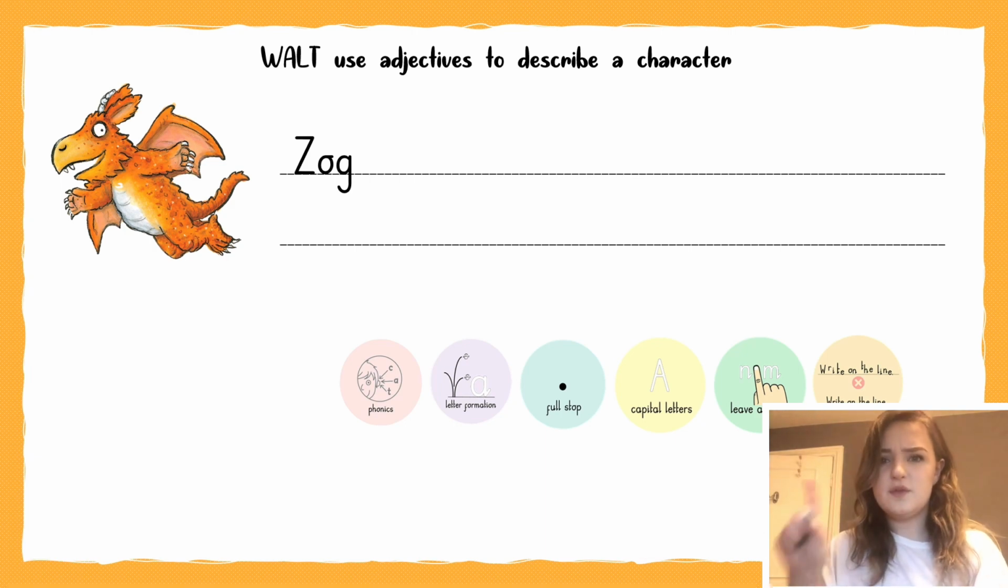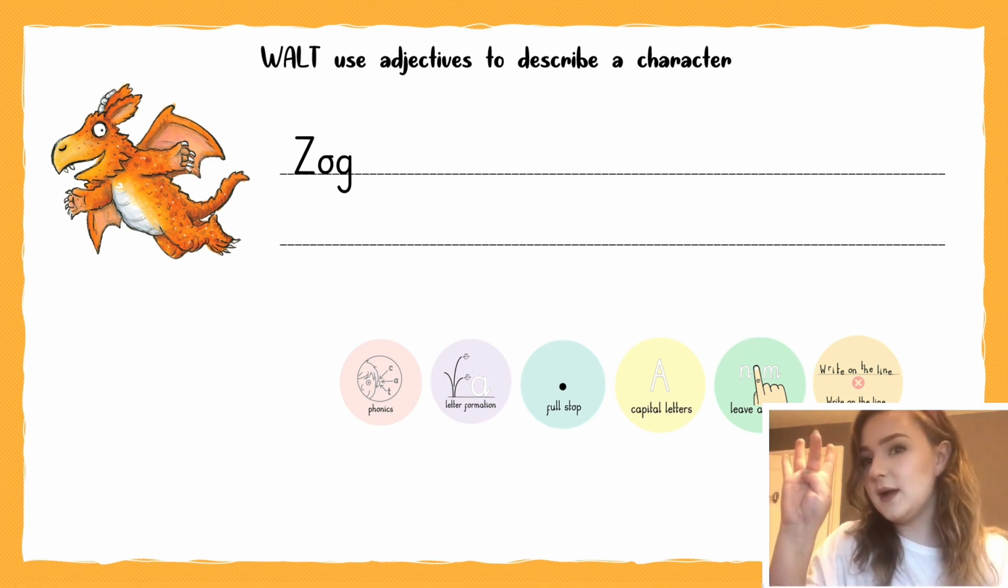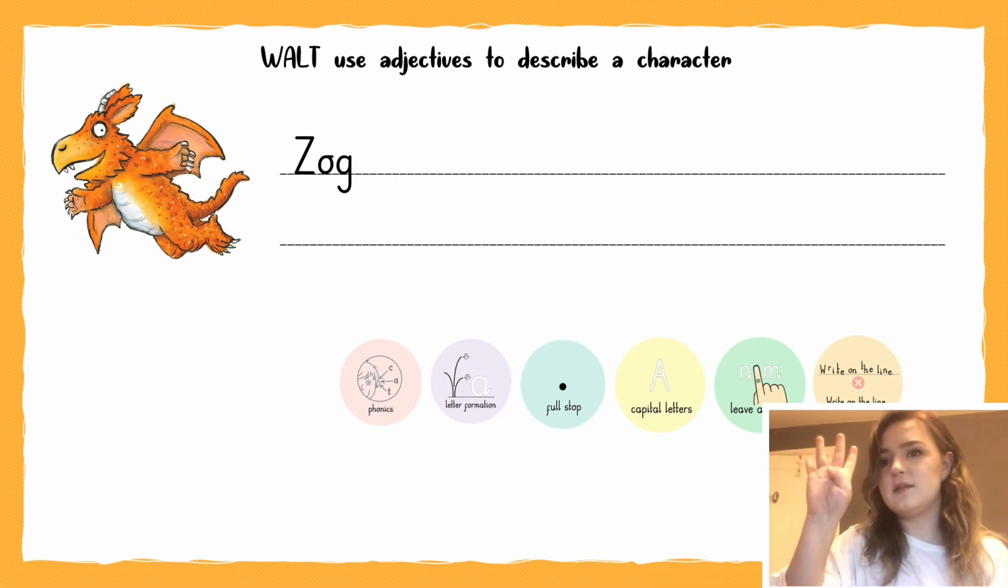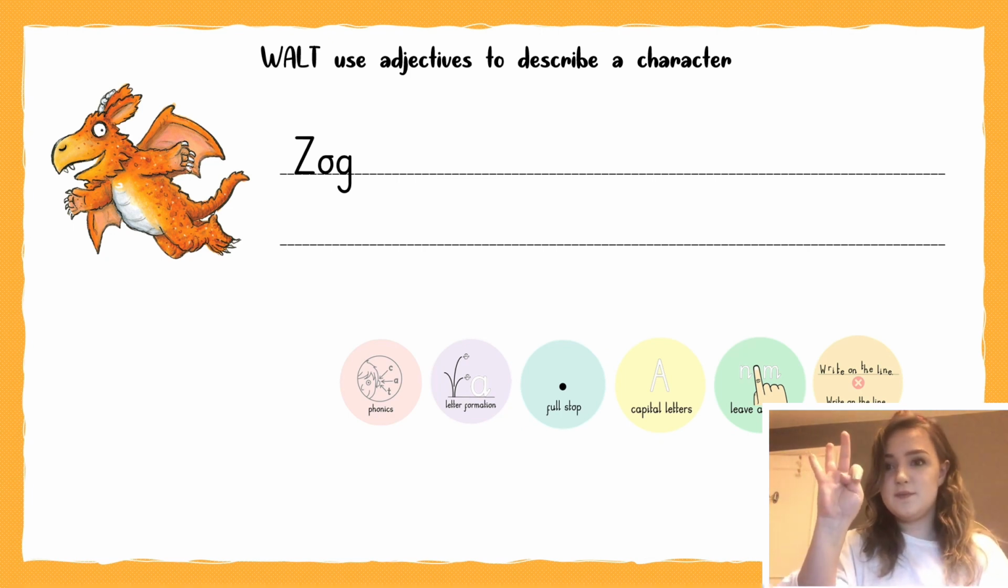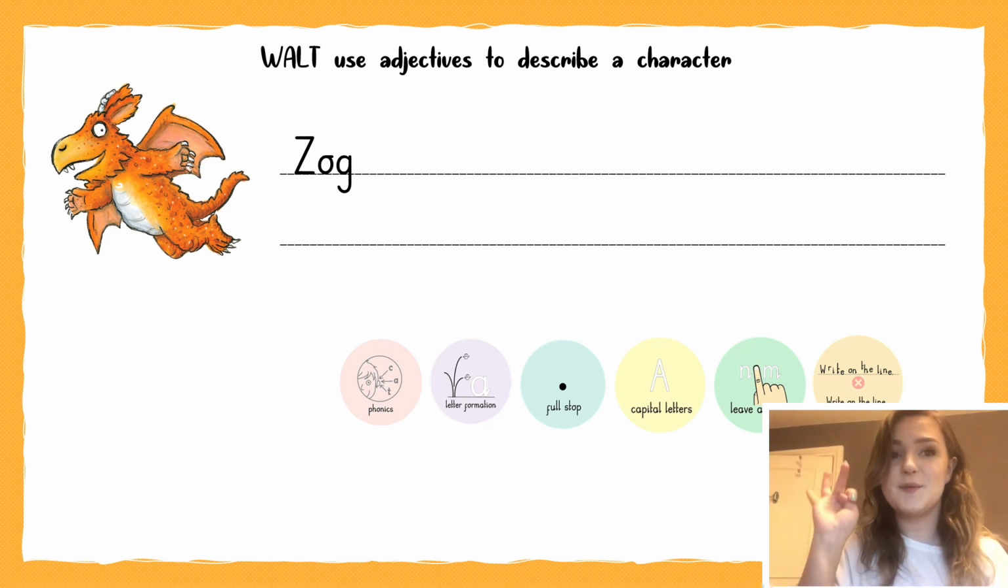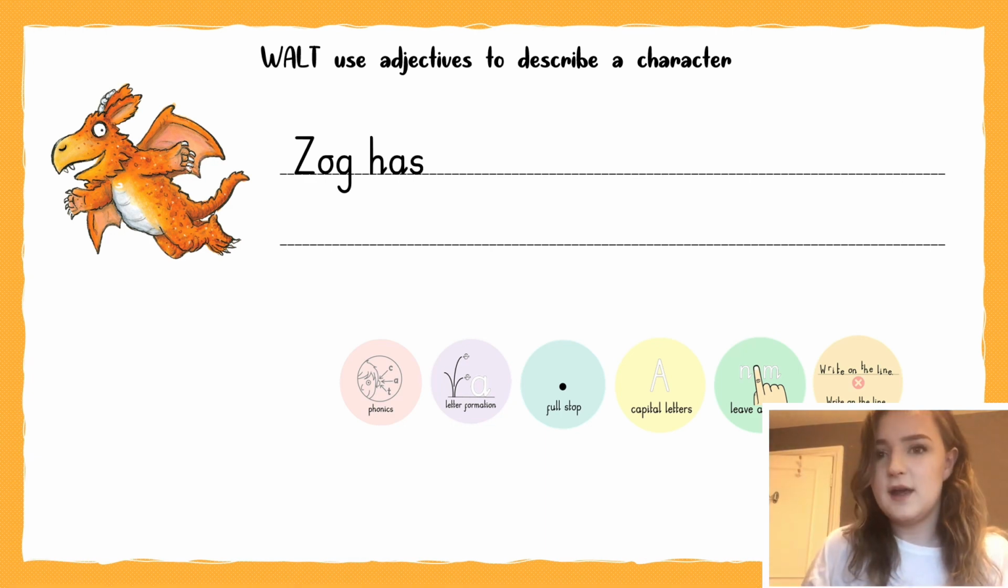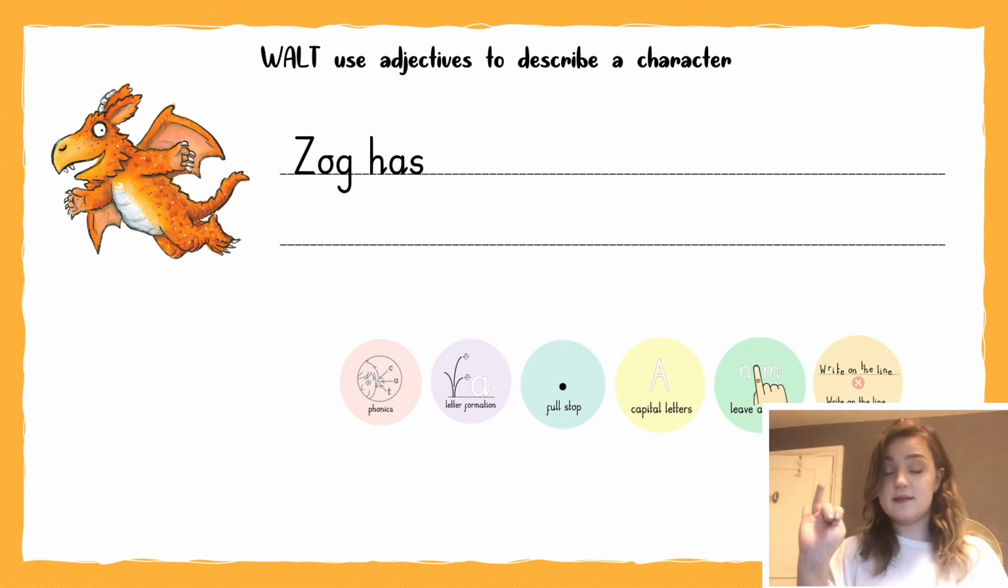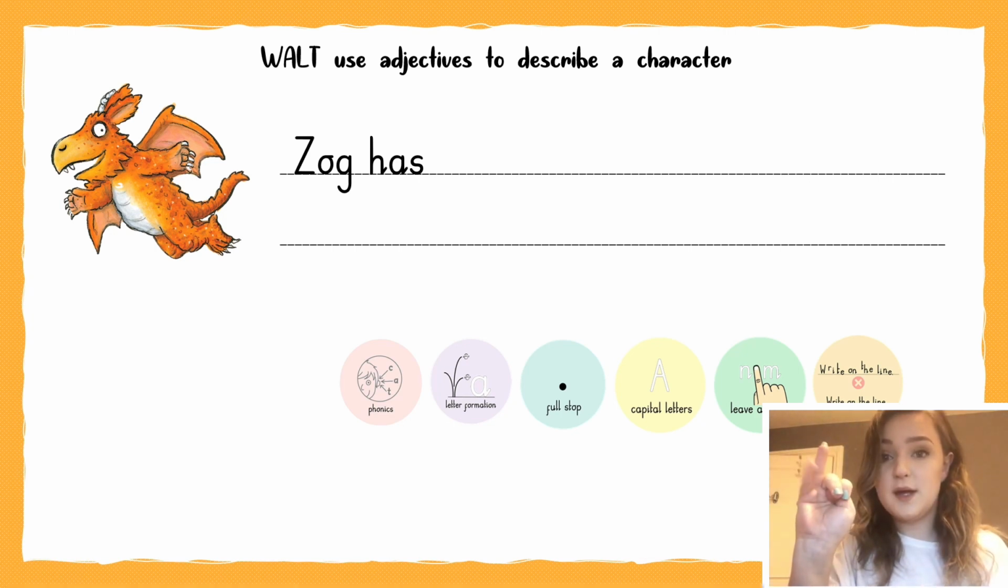So, Zog has sharp claws. We've written Zog, so what's my next word? Zog has sharp claws. Zog has. Well done. Has. So let's write that down as well. So far we've written Zog has. We've got 2 more words to write.